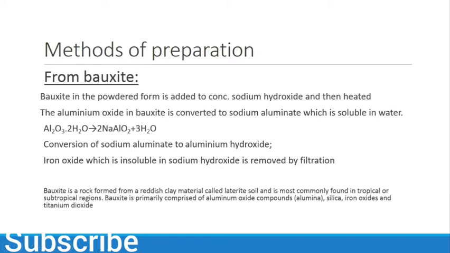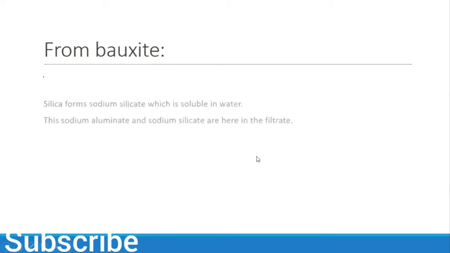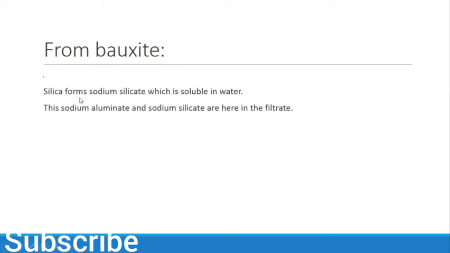So first we crush, add sodium hydroxide, and heat it, and then the aluminum oxide is converted to sodium aluminate, which is soluble in water. The iron oxide, which is insoluble in sodium hydroxide, is removed by filtration. The silica, which is also present in bauxite, forms sodium silicate, which is soluble in water. Now we have two compounds, sodium aluminate and sodium silicate. The third compound, which is insoluble, we remove by filtration.